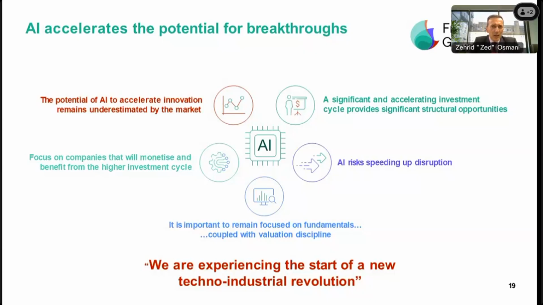At the same time, AI risks speeding up disruption. And that disruption can come from established businesses. There are examples of very well-established businesses where barriers to entry are collapsing very rapidly. So it's important to focus on companies that will both monetize and benefit from the higher investment cycle, but will also be able to stay innovative and stay ahead of any disruption risk. So it's important to remain focused on fundamentals as we do that assessment, coupled with valuation discipline in what will be a never disruptive decade that will continue to affirm itself.